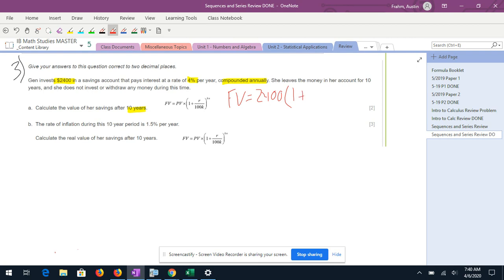times 1 plus 4. Again, don't change the percent into a decimal for this one. Leave it. Divided by 100 times K. K represents how many times it's compounded per year, so it's times 1. And then to the K times N power, so that would be 1 times 10. So we type that right into our calculator.